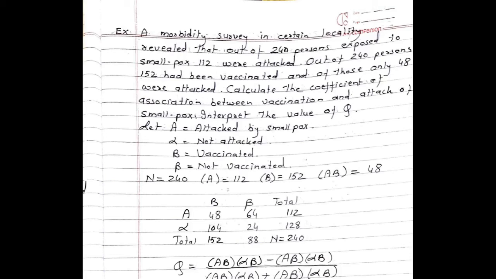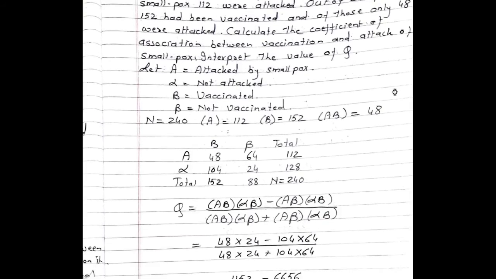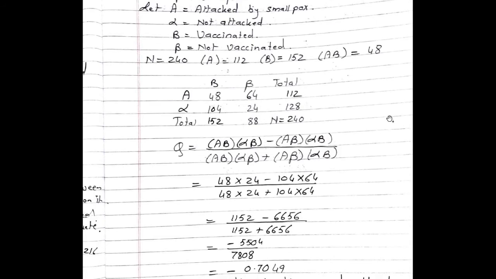Now see the information which is given. Value of N is given as 240. Frequency of class A is 112 because 112 were attacked. So we have taken A as attacked. So frequency of class A is equal to 112. B is nothing but vaccinated. So 152 had been vaccinated. So frequency of class B is equal to 152. From vaccinated, 48 were attacked. So frequency of class AB is equal to 48. We have to find the coefficient of association between vaccination and attack.